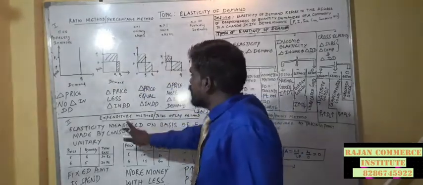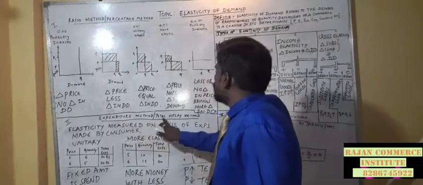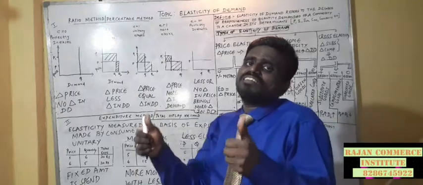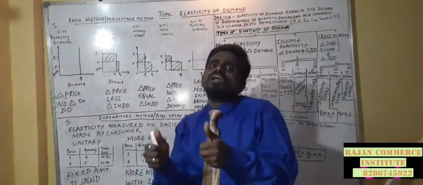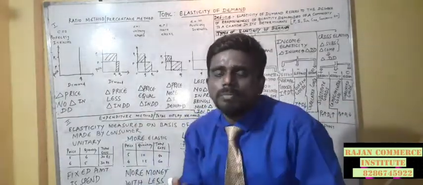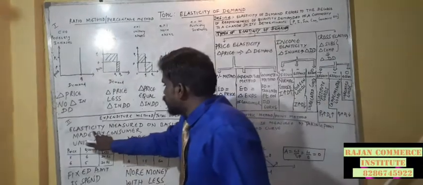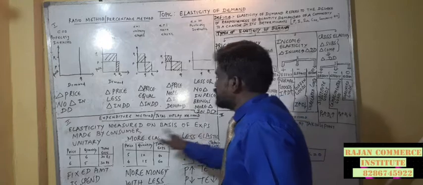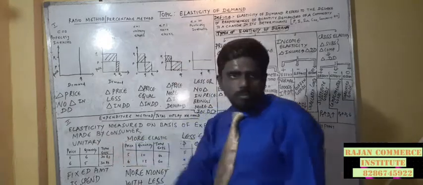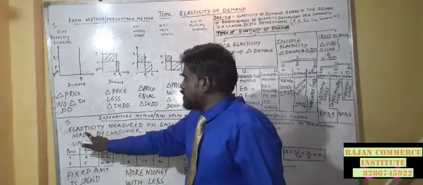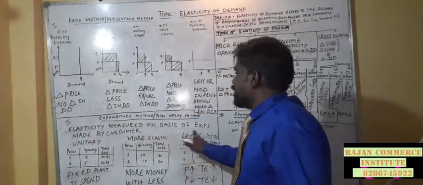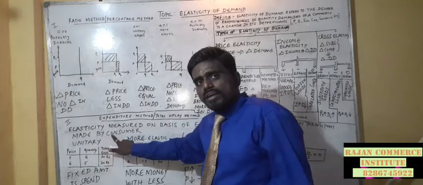Okay, now come to the expenditure method or total outlay method. What is the meaning of the expenditure method? Previously, at the beginning of this lecture, I already explained its meaning. The expenditure method refers to elasticity measured on the basis of expenses made by the consumer.